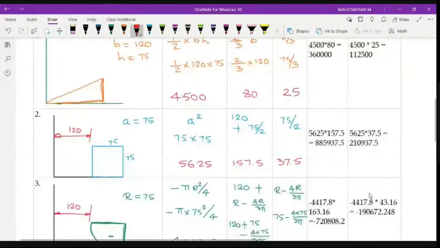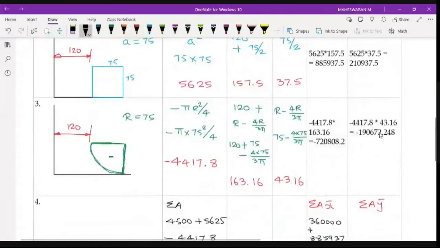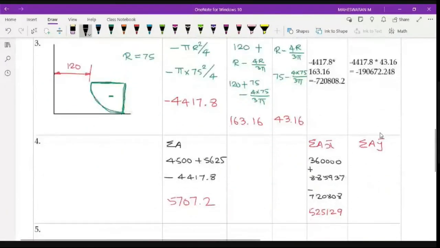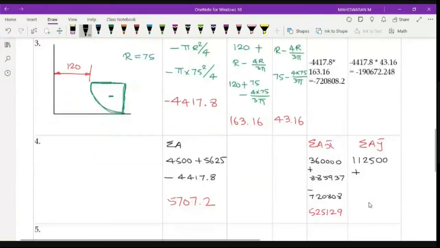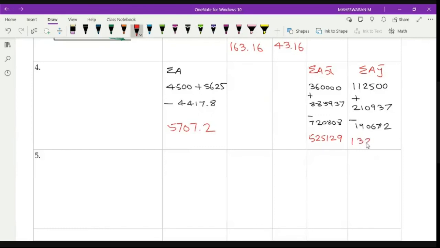Similarly, sigma A into y bar: 112500 plus 10937 minus 190672, which gives 232765. Okay, good. Now we can proceed with our new values.